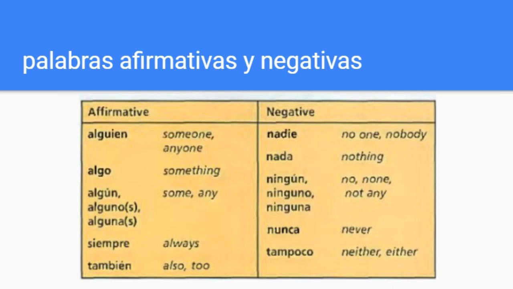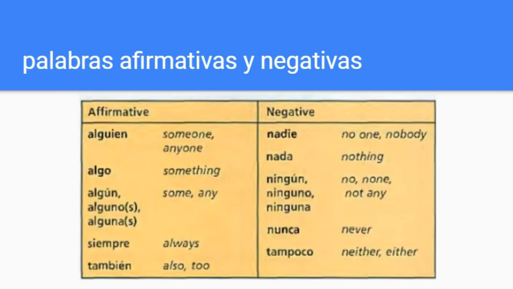For example, ¿tienes un libro? Do you have a book? No tengo ninguno. I don't have one. I don't even have one. No tengo ningún. Ninguno. Or ningún libro. And the ninguna is not any in feminine. And alguna, of course, is feminine as well. Alguna mujer, some woman. Algunas clases, some classes.